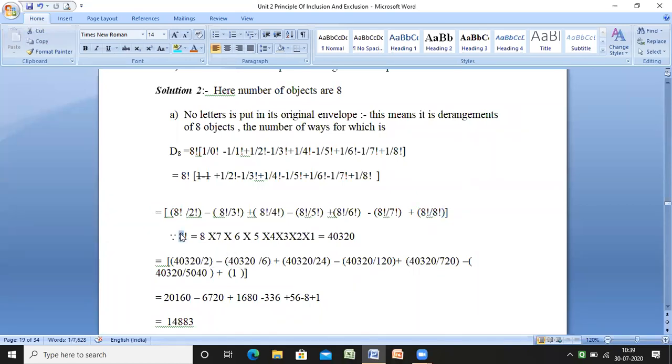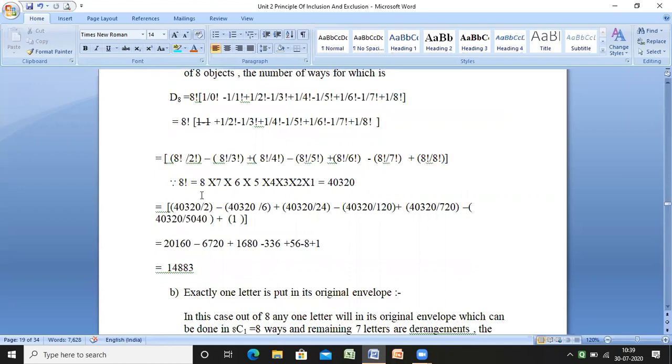Now, what is the value of 8 factorial? We write it this way: 8 into 7 into 6 into 5 into 4 into 3 into 2 into 1. The calculation comes to 40,320. So in this way we replace 8 factorial with 40,320 divided by 2. Remember, 2 means 2 factorial, which is 2 into 1. Again, 40,320 divided by 6, and 3 factorial means 3 into 2 into 1, that means 6.